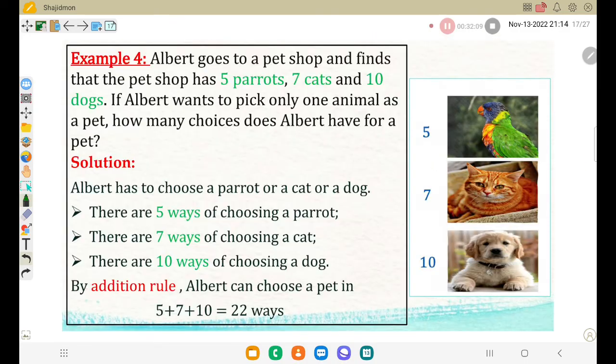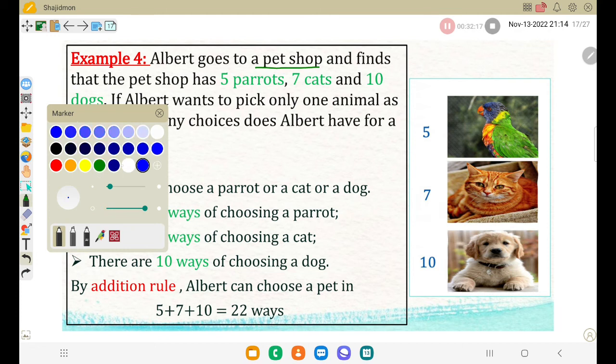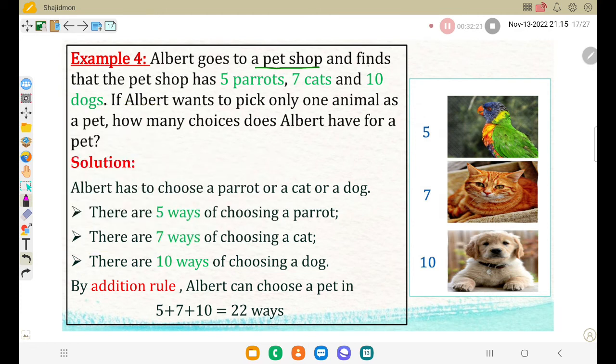Okay, now another question, see here, example 4. Albert goes to a pet shop, and what is he doing? Selecting a pet, correct? He wants a pet. He finds that the pet shop has 5 parrots. See, you have 5 options for parrot, okay? How many options?